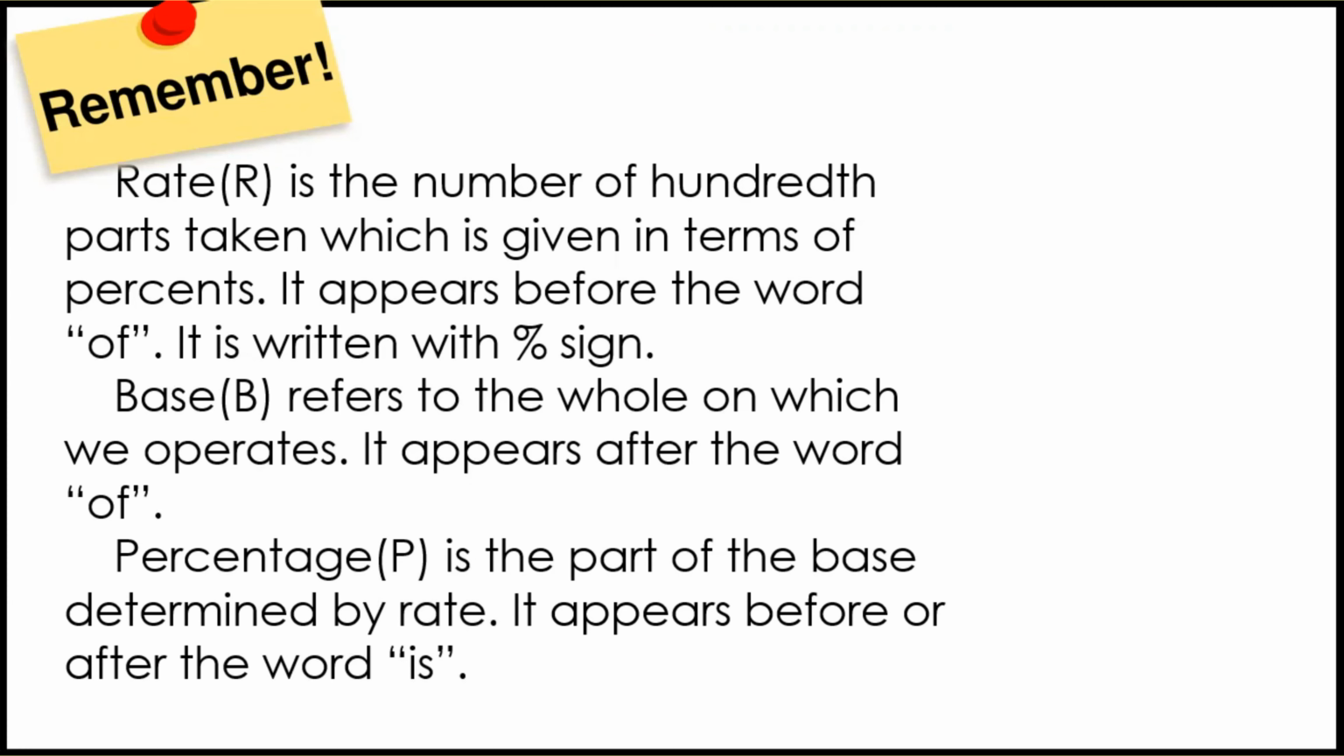Then percentage, which is P, is the part of the base determined by the rate, and it appears before or after the word is. When the base and rate are given, we can determine that the percentage appears before or after the word is. If we relate it to what we buy, it is what we pay or the discount from the overall price, which is the base.